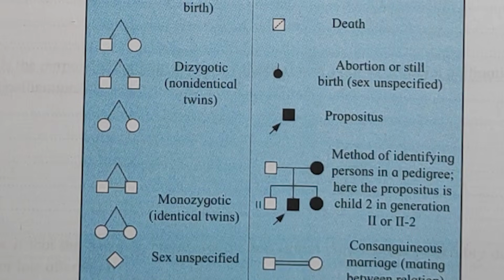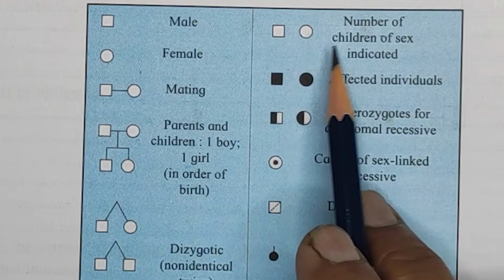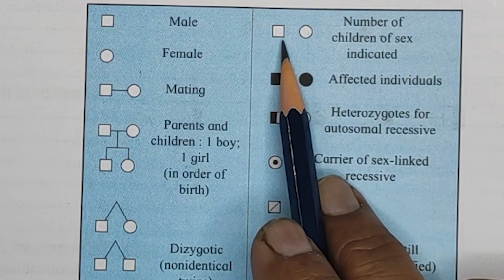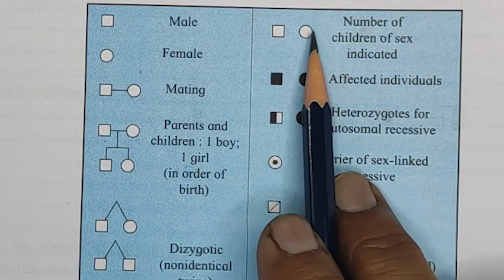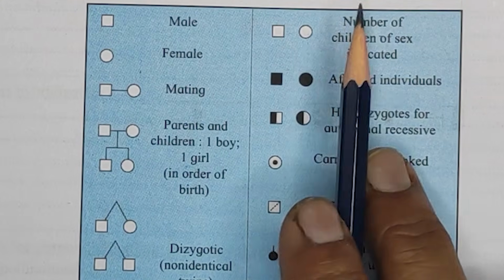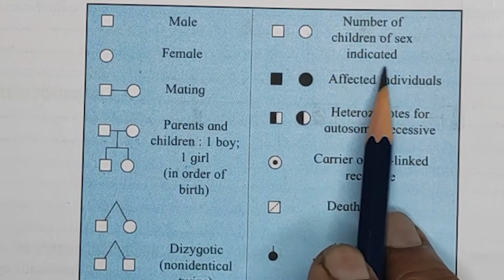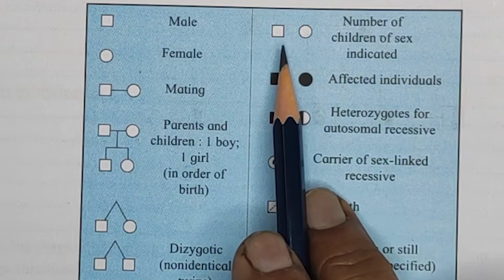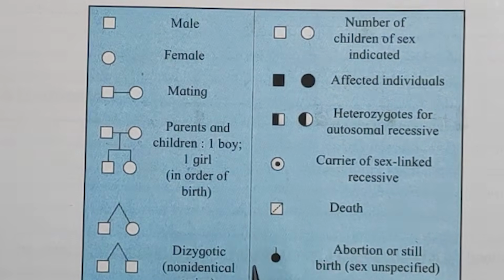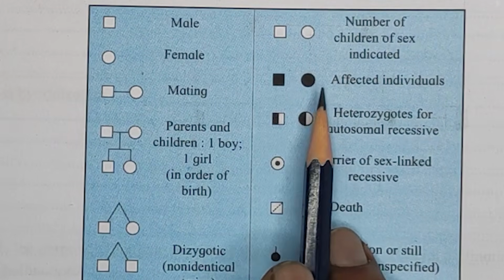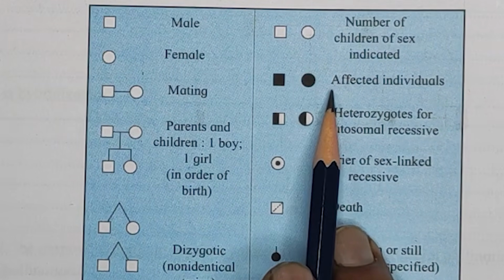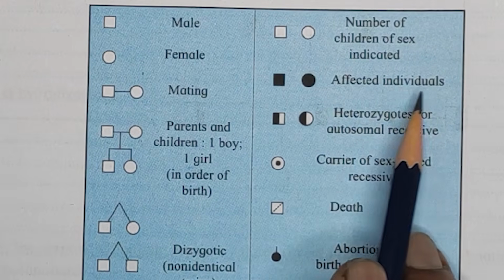With the help of that you have to learn. Now these numbers: suppose in the square 4 is written, then 4 sons are there. Suppose in the circle 3 is written, then 3 daughters are there. So the number indicates the number of children of the sex indicated by the circles as well as the squares. When the circle and the square are fully darkened, that time it is called an affected individual.